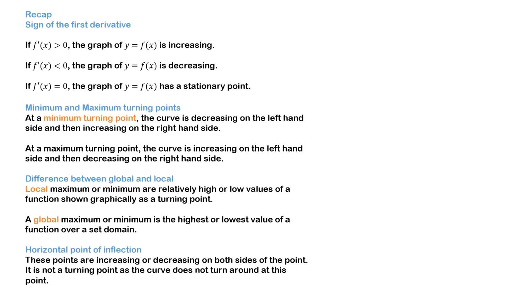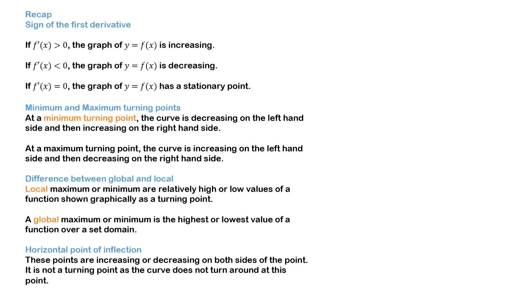So to recap the video, remember the sign of the first derivative helps you determine the type of gradient it is. So if it's greater than 0, you know you have a curve that's increasing. If it's less than 0, it's decreasing. And the most important one is when it is 0, that is a stationary point, because that's the starting point for all these type of questions.